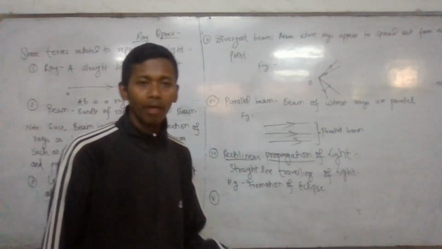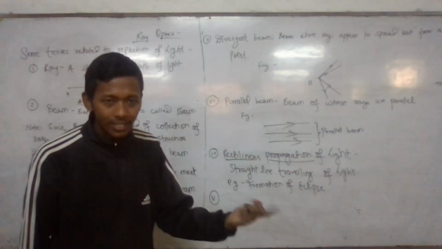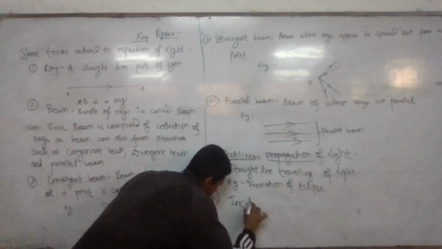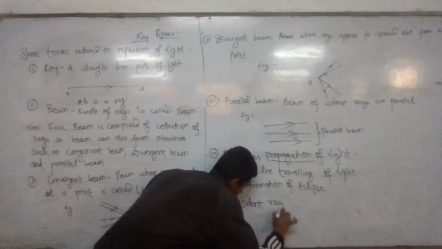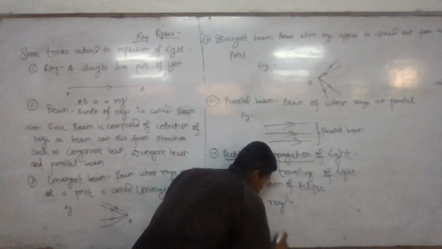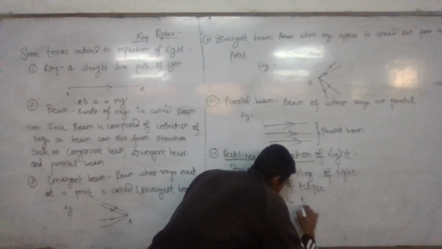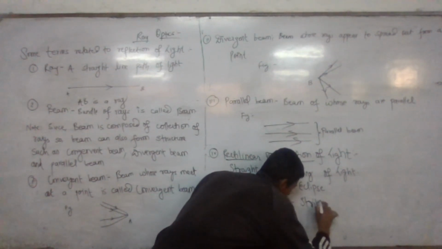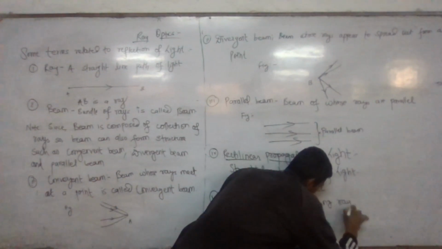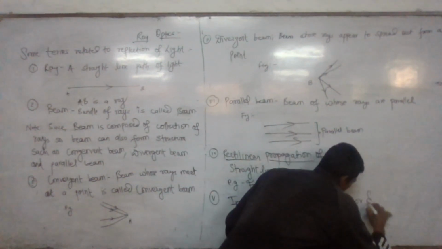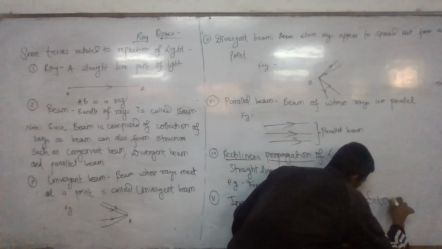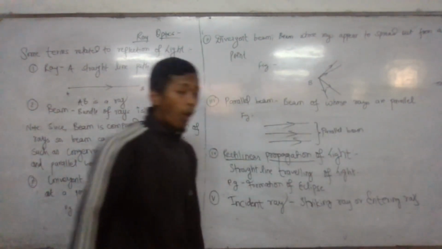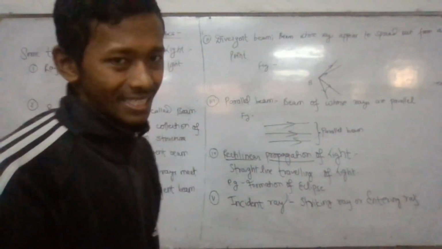Now we'll talk about incident ray, reflected ray, and point of incidence. Now see, what is meant by incident ray? Incident ray means striking ray. Striking ray or entering ray is called incident ray.